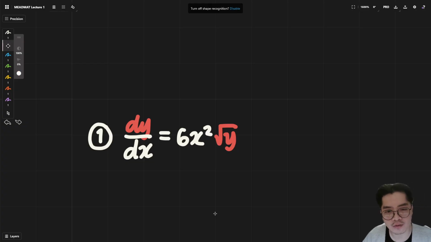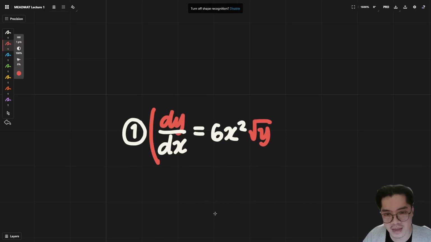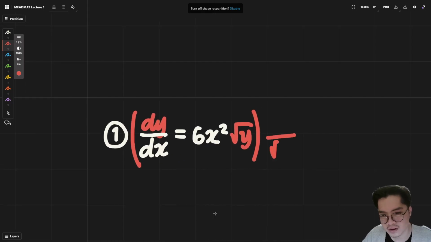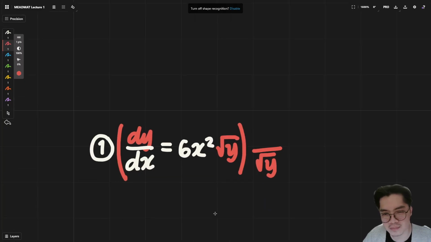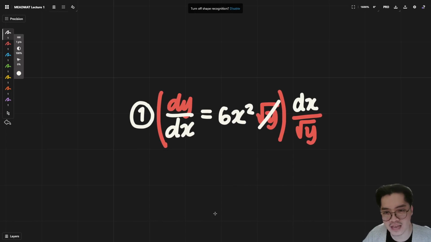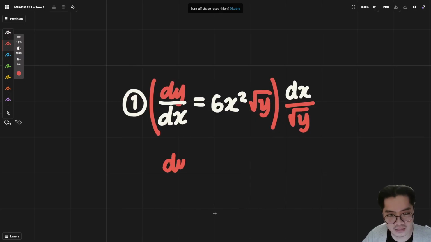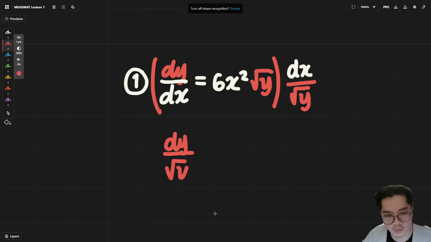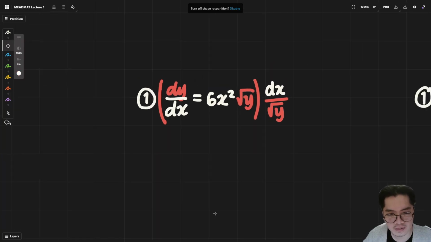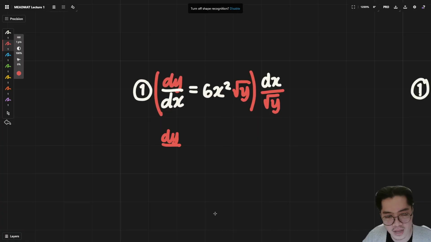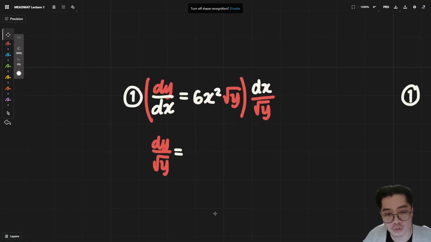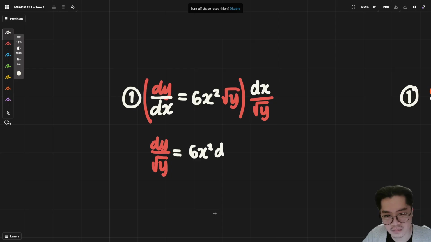So let's just try. What we can do is divide both sides by our square root of y, and then multiply both sides by our dx. What will happen then? We can cancel the square root of y here, and we can cancel the dx in here. And basically what we'll get is dy over square root of y is equal to 6x squared times dx.